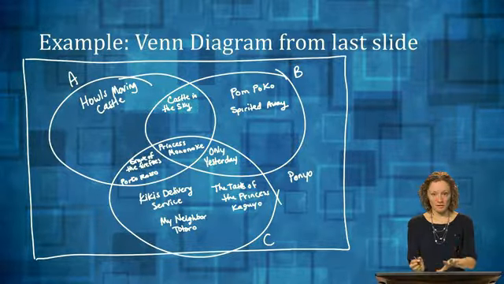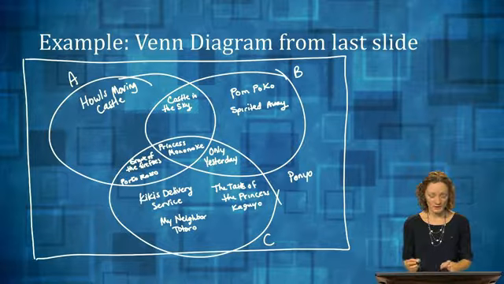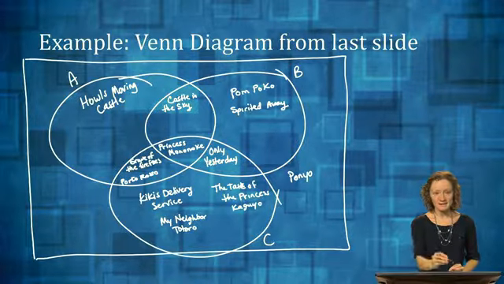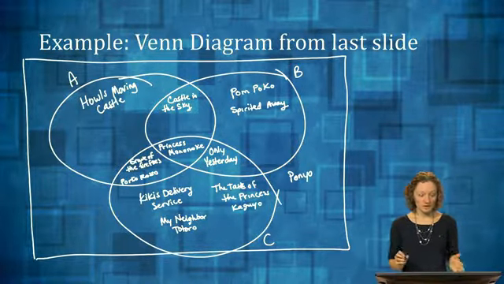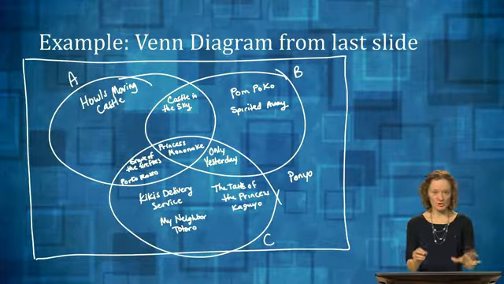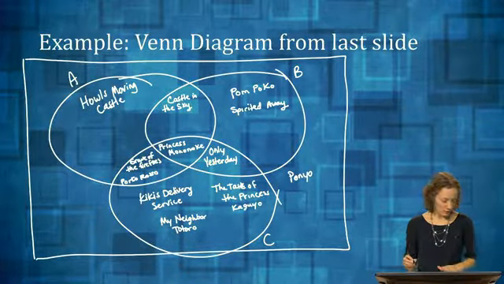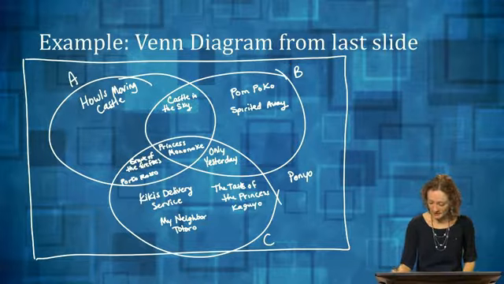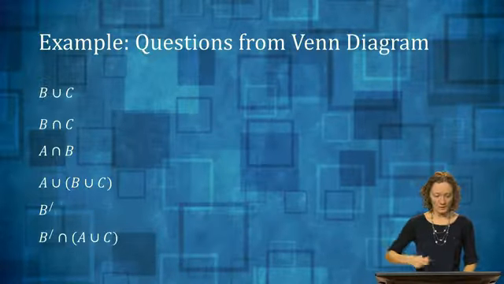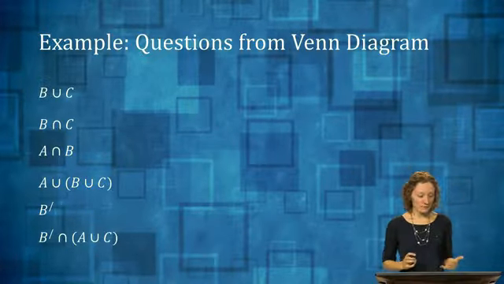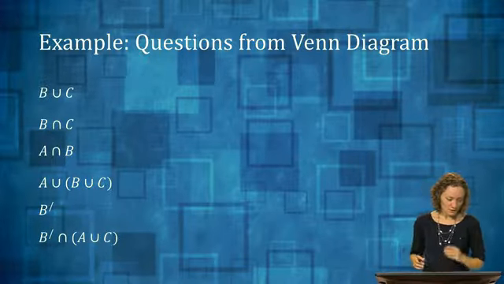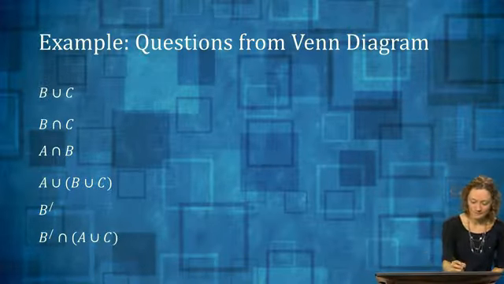Okay, so what we're going to do next is from this visualization, we're going to answer questions. And so now that we're looking at 3 sets, these analyses could be kind of complex. So make sure that you've got your picture good and ready to go, because we're going to do a lot of analysis on it. Okay, so some questions. These are questions from that Venn diagram specifically. The first one is B union C.